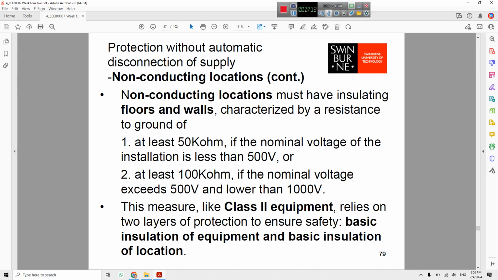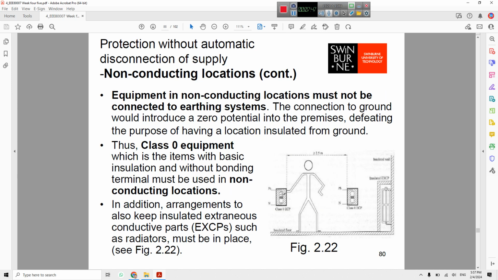So a non-conducting location must have insulating floors and walls characterized by a resistance to ground of 50 kilo ohms for voltages less than 500 V, and 100 kilo ohms for voltages between 500 V and 1 kV. This measure, like class 2 equipment, relies on two layers of protection, which are the basic insulation of equipment and the basic insulation of the location. Equipment in a non-conducting location must not be connected to the earthing system.